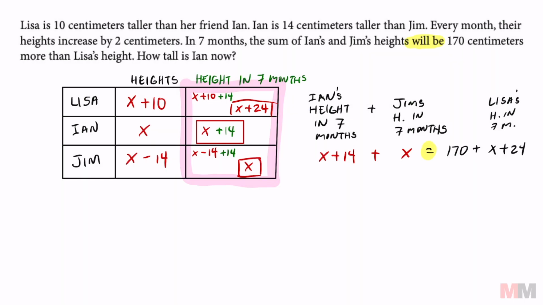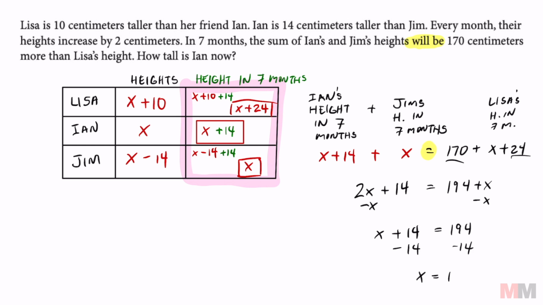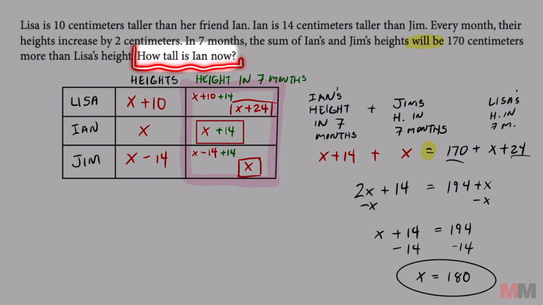Now we got all the hard parts out. This is just an easy equation with variables on both sides. Combine like terms on the left side, you get 2x plus 14. On the right, we can combine the numbers, 124 plus x. Get x by itself by subtracting an x first, then subtract 14 from both sides, and we get x equals 110. Now we can answer this question, and it's very tricky because it says, how tall is Ian now?